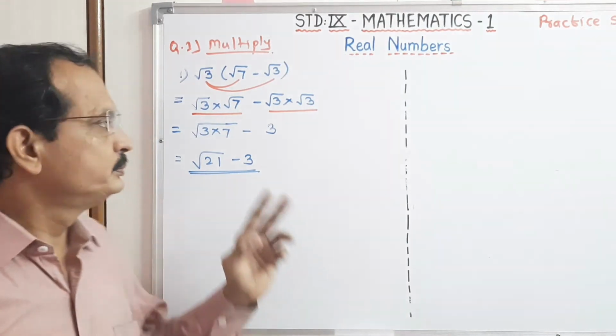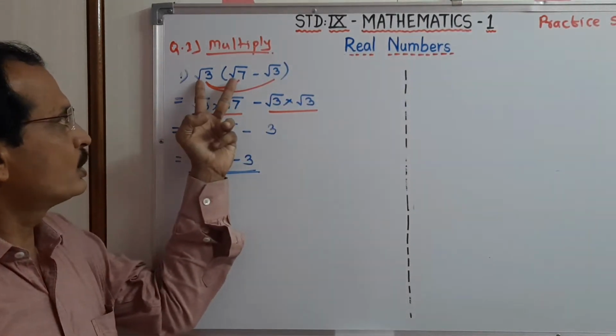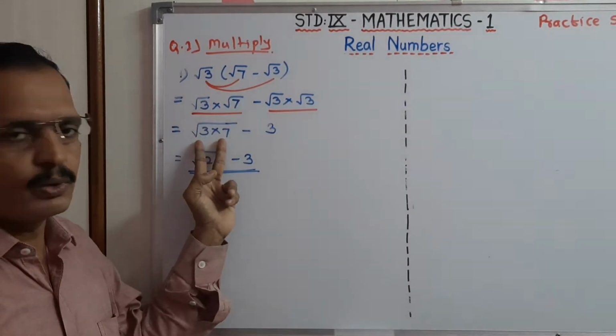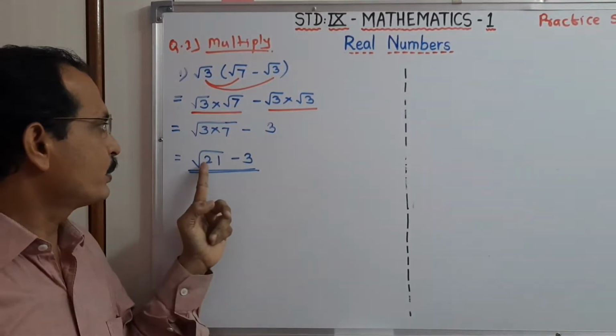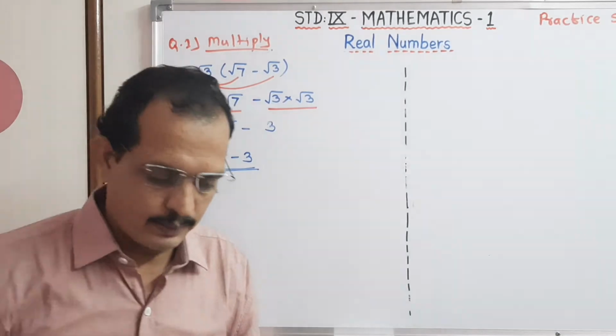Any doubt? I think no doubt will be there. Root 3 into root 7, it is simple, root 21. And root 3 into root 3, it is 3. Therefore, root 21 minus 3.